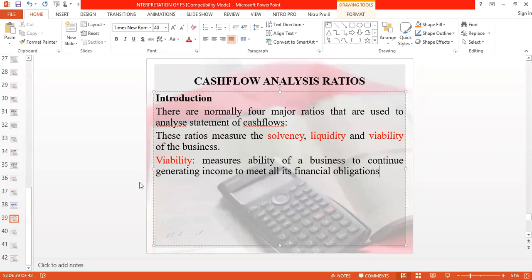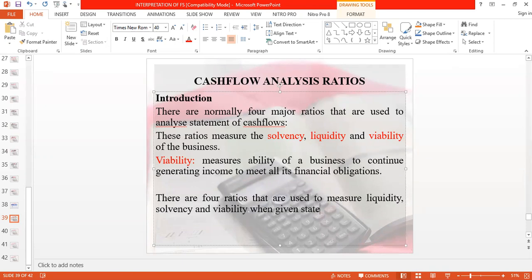So here, what have we said? Okay, so there are 4 ratios that are used to measure, what is it? Liquidity, solvency, and what? Viability, when given statement of what? Cash flows. So remember, there are 4 ratios that we use when you have been given the statement of cash flow. So please, this is an important point when given statement of cash flow.